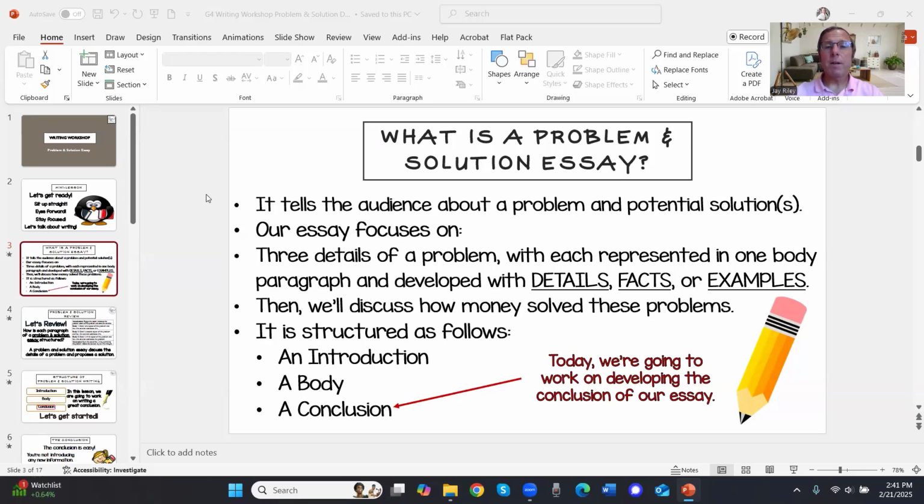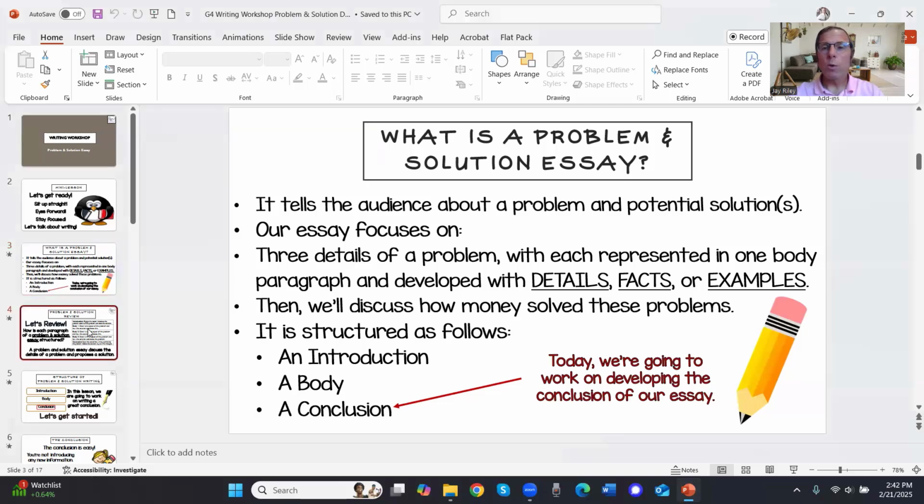Each body paragraph of our essay is going to focus on details of that problem. And our introduction, we talked about in our last video, we said we're going to engage the reader. We're going to give them a roadmap or a thesis map. And then we're going to present our thesis statement, which is the solution. And today, we're going to talk about our conclusion, which I think is the easiest part of the essay.